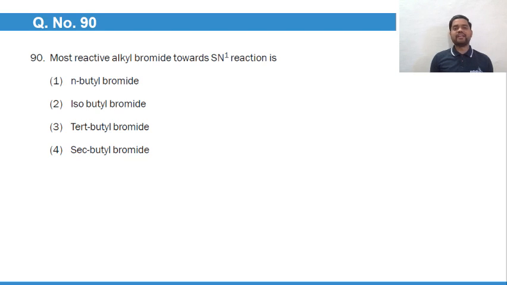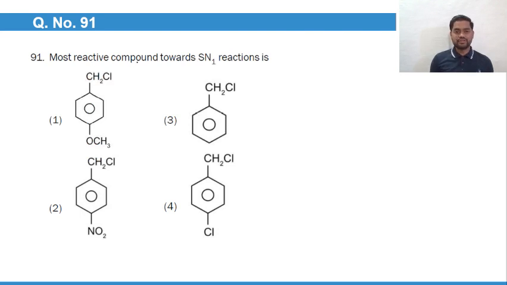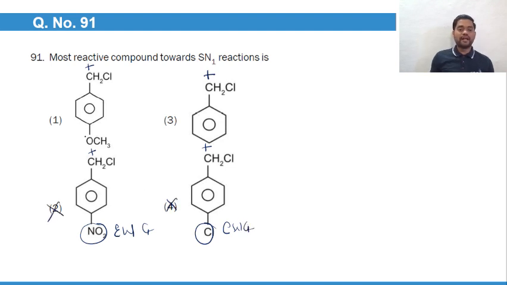89. Most reactive alkyl bromide towards SN1. Most reactive alkyl bromide, that means carbocation stability. The more stable the carbocation, the more is the reactivity. n is 1 degree, iso is 2 degree, tert is 3 degree. So 3 degree, that means 3rd will be the right answer. Next, most reactive compound towards SN1, again carbocation. To increase the stability of carbocation, electron donating groups are required. Electron withdrawing group, so not the answer. 2 and 4 are not the answer. Here I can see OH, OCH3 plus M group. And here nothing. And hence option number 1 will be the best answer.